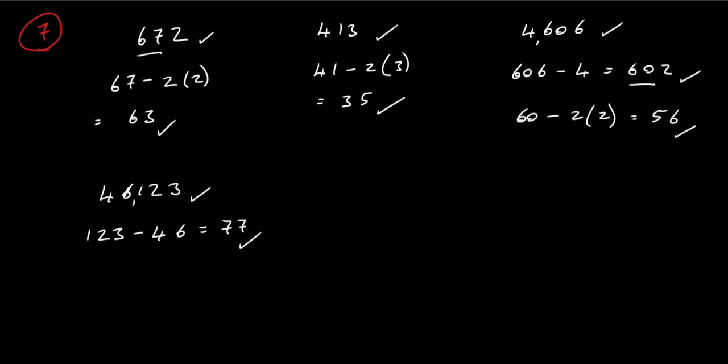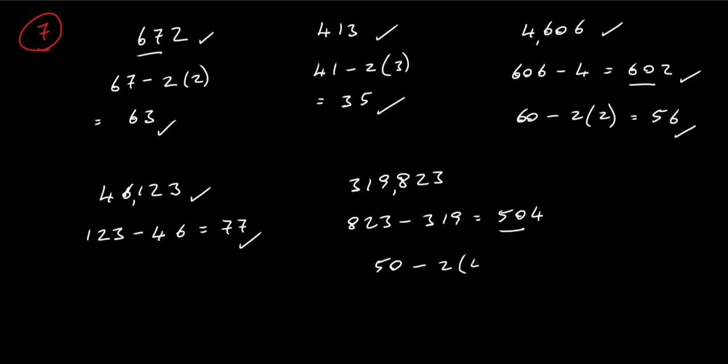Okay, let's go again. Let's take 319,823. Again, divide it into segments of 3. So there's 3 there and there's 3 there. Take the 823, subtract 319. That gives us 504. Take the 504, a 3-digit number, take the 50, subtract twice the last digit, which is 4. So 50 minus 8, that's 42. Is 42 divisible by 7? Yes, it is. So therefore 504 is divisible by 7. Therefore 319,823 is also divisible by 7.